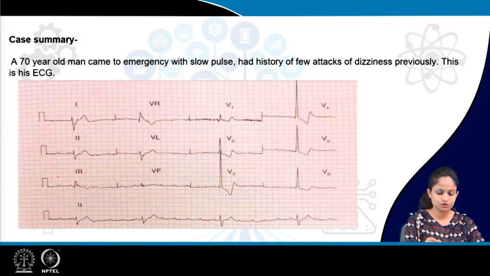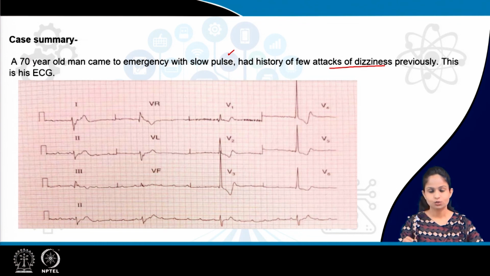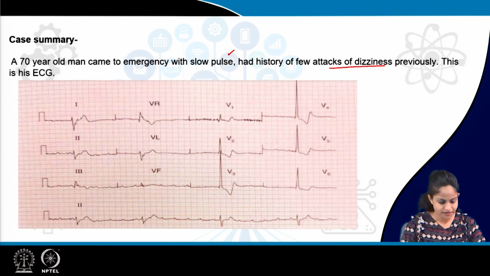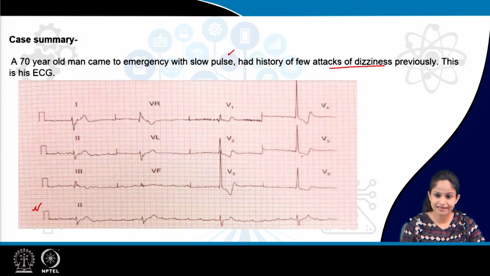A 70-year-old man came to emergency with slow pulse. Generally all arrhythmia patients will come with palpitations or slow pulse, syncope, hypotension, attacks of dizziness, etc. So, this is his ECG. What can we see over here? If we just look at the rhythm strip, we can analyze. This is a rhythm strip of complete heart block or AV dissociation.